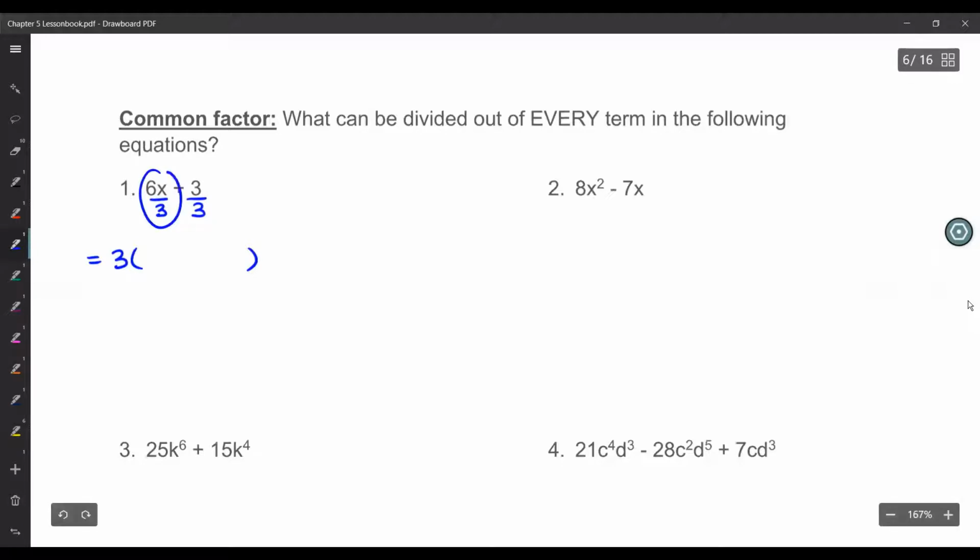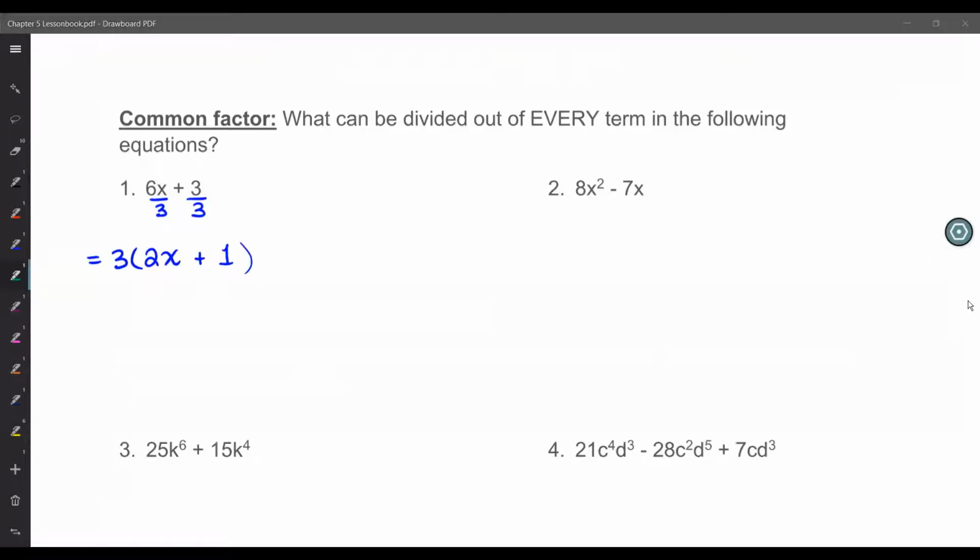So 6x divided by 3, we would have 2x left. And 3 divided by 3, well, anything divided by itself is 1. The thought is that if I were to take this 3 and distribute it back in, I would get back 6x plus 3. That's how you can check your work. So 3 times 2x gives me 6x, and 3 times 1 gives me 3 back. So I haven't changed the equation in any way. I've just reformatted it into a different format.